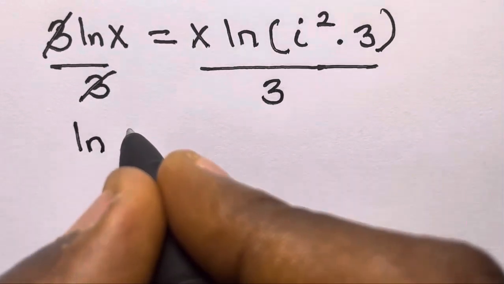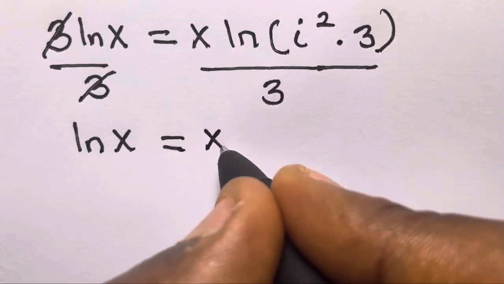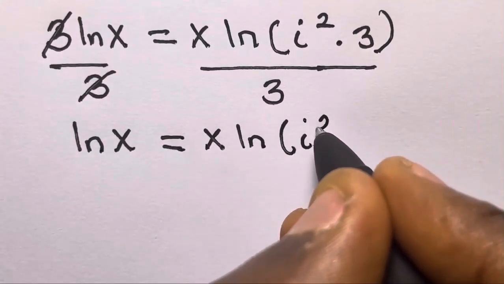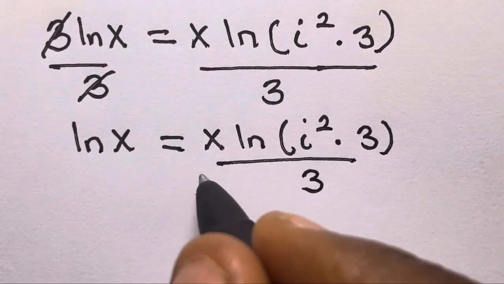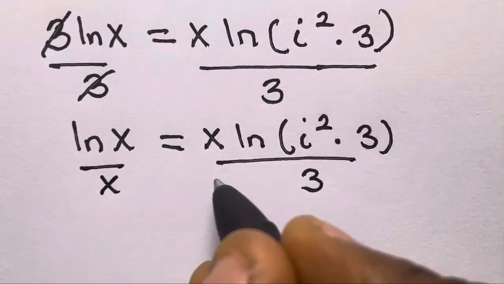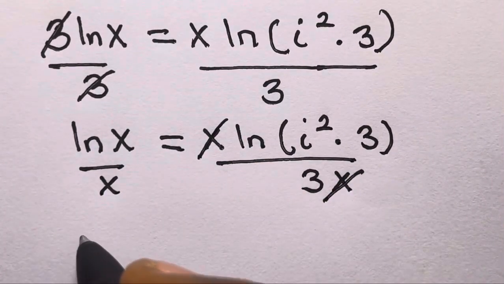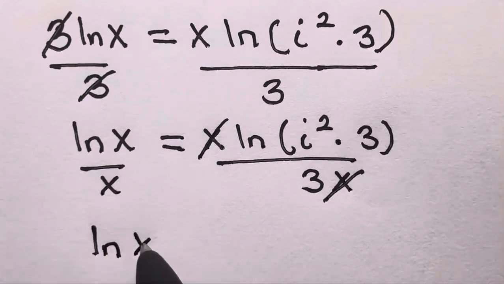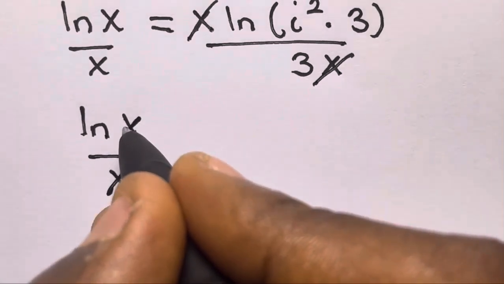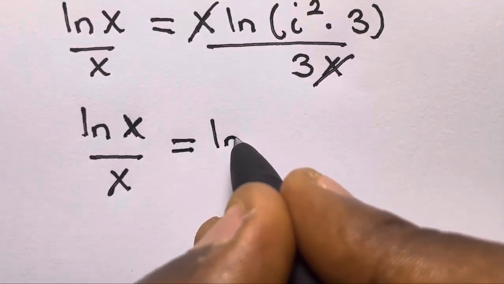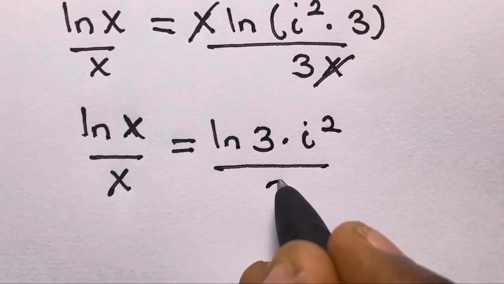ln x equals x ln i squared times 3 divided by 3. Also here we can divide by x. If we divide by x, this will also become like this, so x will cancel x, so we'll have ln x divided by x equals ln 3 times i squared divided by 3.